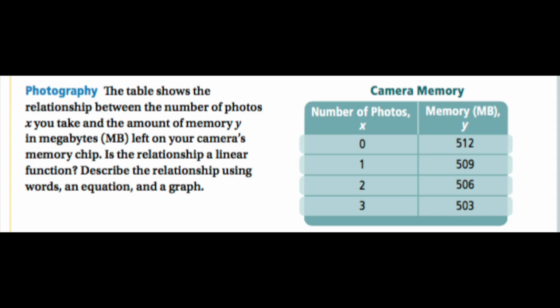Hopefully that made sense. Let's dive into some real examples. The table shows the relationship between the number of photos, X, you take and the amount of memory, Y, in megabytes, left on your camera's memory chip. Is the relationship a linear function?